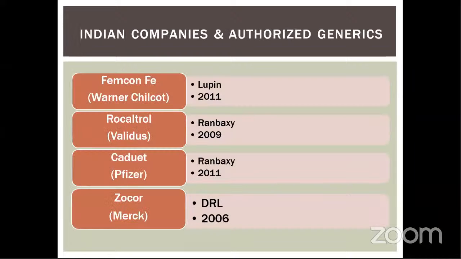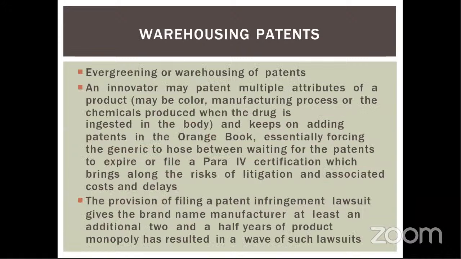Okay. Next, Indian companies and authorized generics. Example, see that Lupin in 2011, Femcon Fe, Warner Chilcott. Then Rucaltrol, Ranbaxy, Caduet, Ranbaxy, DRL, Joker. Okay, all these are the various authorized generics of different Indian companies.